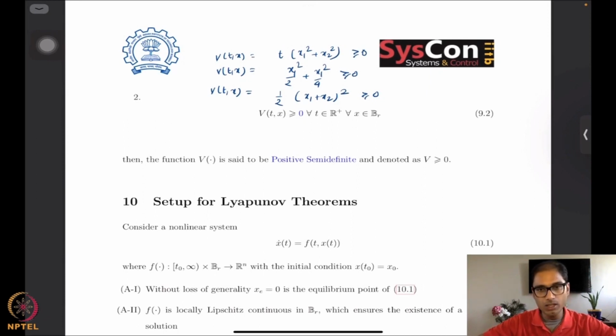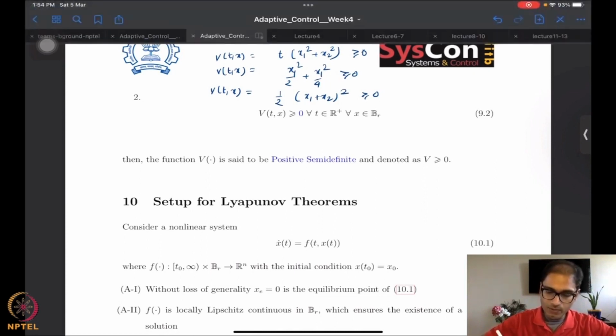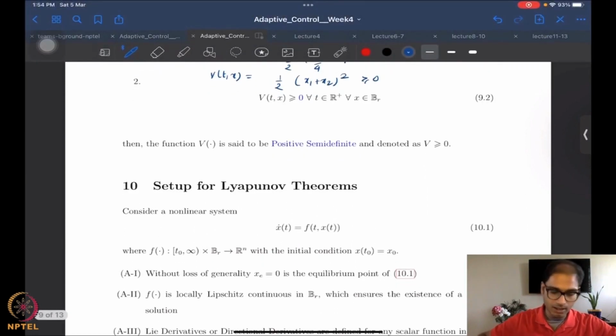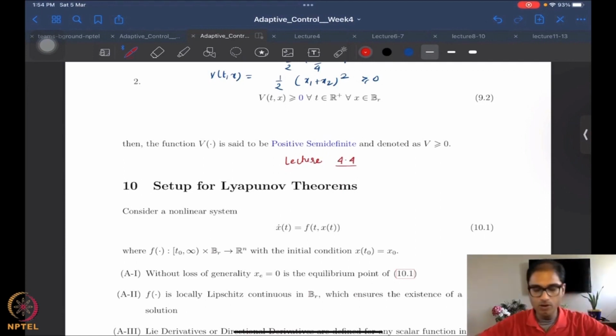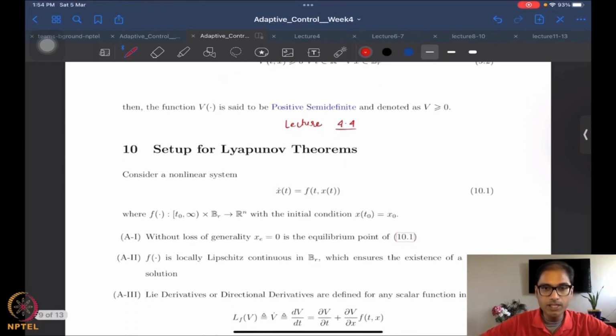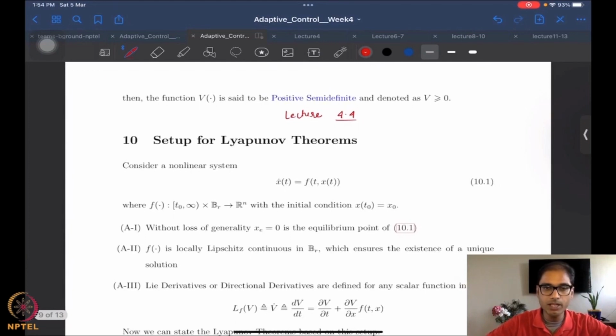So once we have these properties well understood, we are ready to state the most seminal results in nonlinear control theory. And these are the Lyapunov theorems, right? Or the Lyapunov stability theorems. So that is where we want to begin our discussion today. So we are in the fourth lecture of week 4. All right.